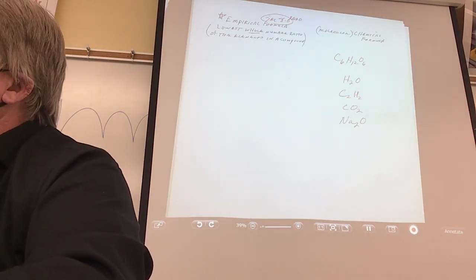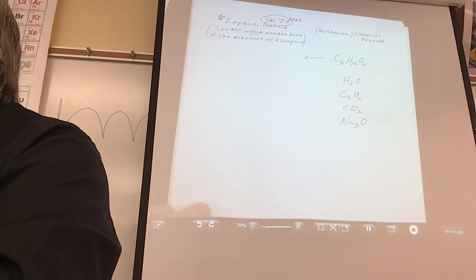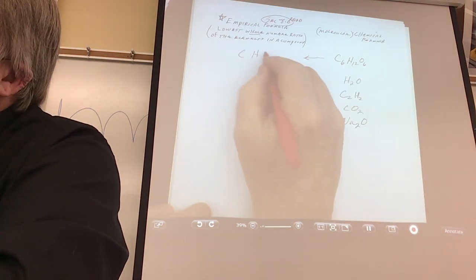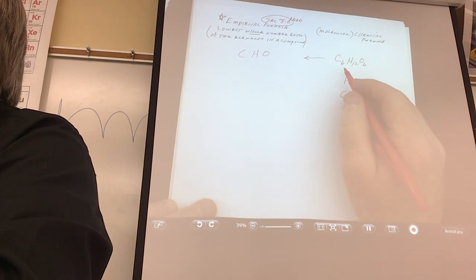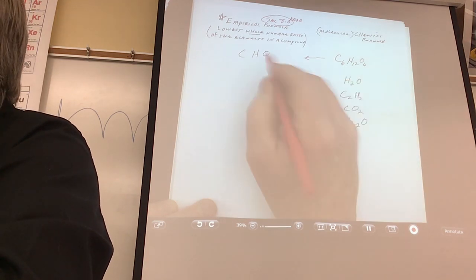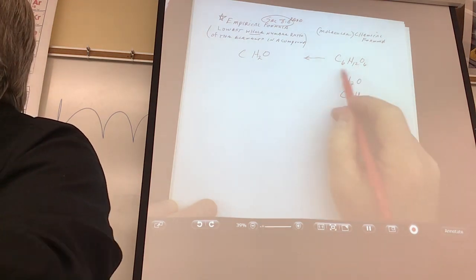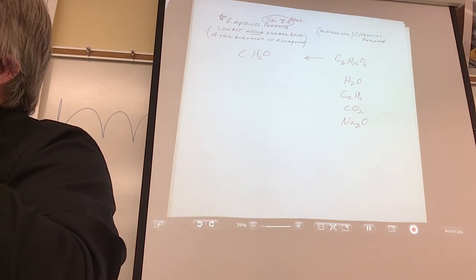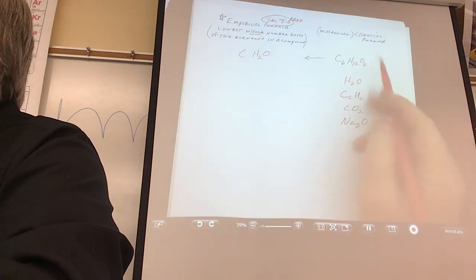Now, what is the empirical formula? The empirical formula is the lowest whole number ratio of those atoms. So what do you think the empirical formula for glucose is? Remember, the only subscript never written in chemistry is 1. So if you were to, quote, reduce it, that's what you mean by empirical formula. Yes, reduce it to the lowest whole number ratio. If you divide all these by 6, don't you get that?